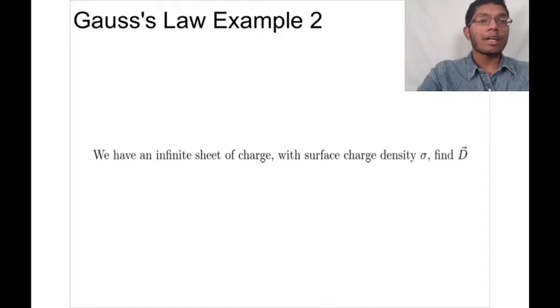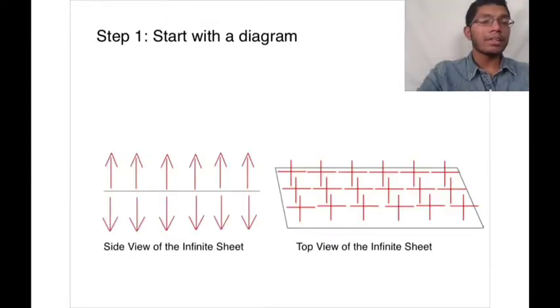In this example, we're going to find D for an infinite sheet of charge with surface charge density sigma. Let's start by drawing a diagram. Here you can see that I've drawn 2 points of view, the side view and the top view. For the side view, you can see the electric field going out perpendicular to this infinite sheet, and for the top view you can see the uniform distribution of charge on the infinite sheet.